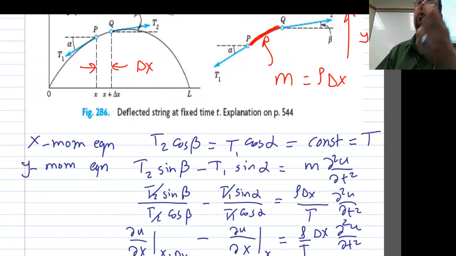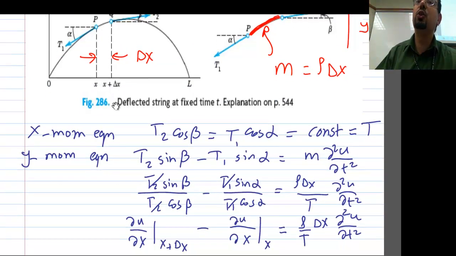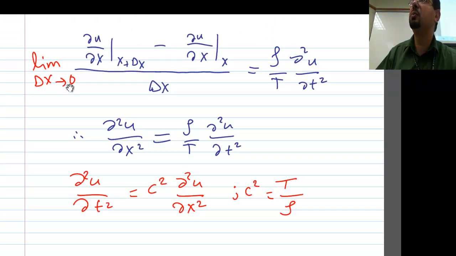And we are supposed to do this so that it is accurate. It's supposed to be for a very small delta x, so small that delta x goes to 0. Then this becomes the second derivative, because it's basically the change in the first derivative over a very small distance. It's the rate of change of the first derivative. Hence the second derivative, rho over T, partial squared u partial t squared.